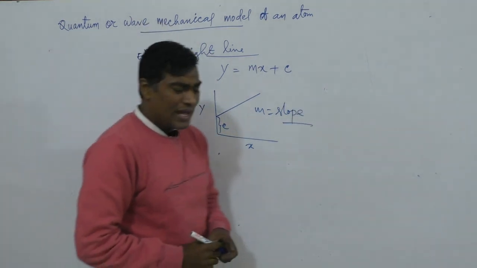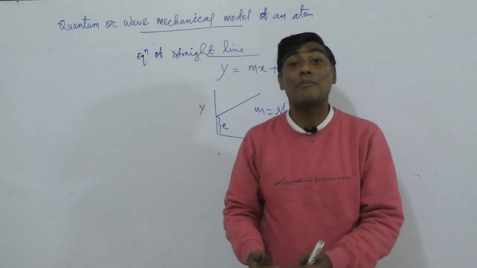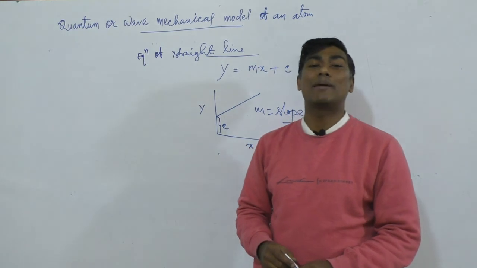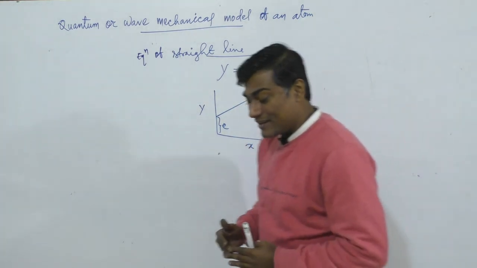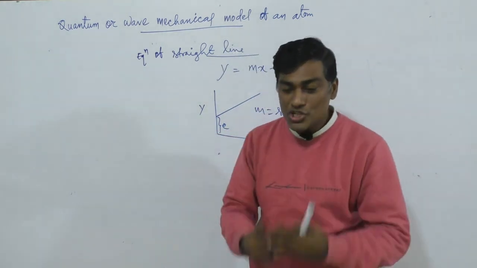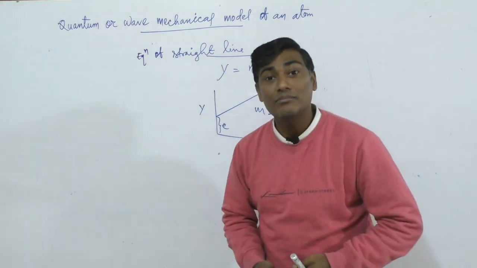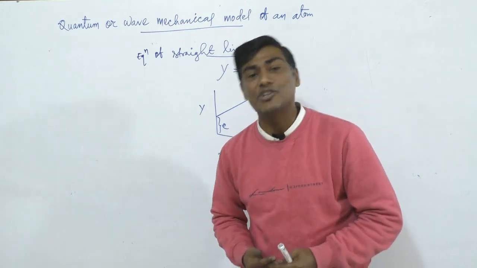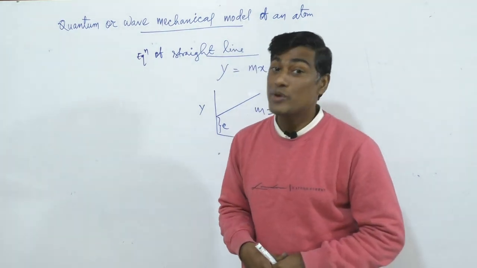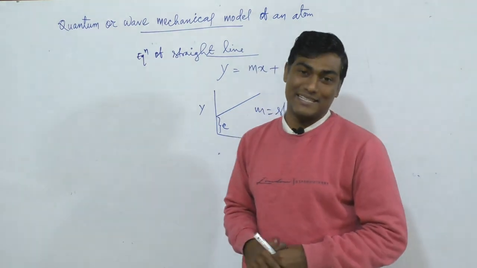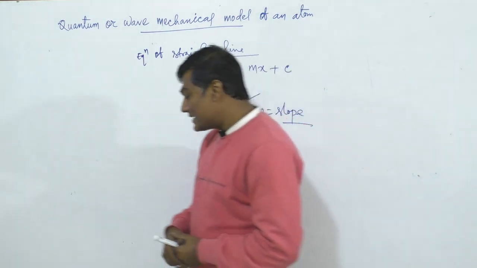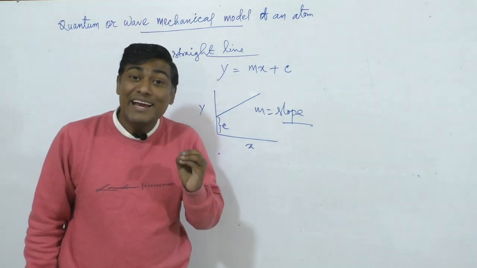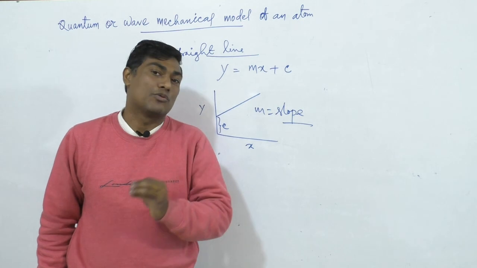So like you can have various information about a straight line from the straight line equation y is equal to mx plus c. Similarly, you can get the position, the energy, the momentum of an electron and various other properties of an electron from the Schrodinger wave equation when you solve that. Right. So let us now move to the derivation of the time independent Schrodinger wave equation.